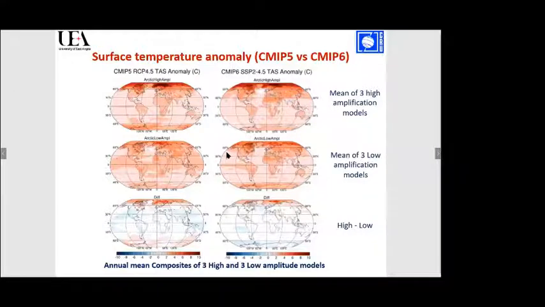If we see the difference between the high amplification model and the low amplification model in the bottom panel, we can see that the high amplification model certainly simulates the warmer Arctic anomaly. But in the CMIP5 models, we also see a warm Arctic and Antarctic anomaly, and also a warm anomaly in the Southern Ocean region. However, in the difference between high amplification and low amplification models in CMIP6, we can see there is a cold anomaly in the Arctic as well as in the Southern Ocean regions.